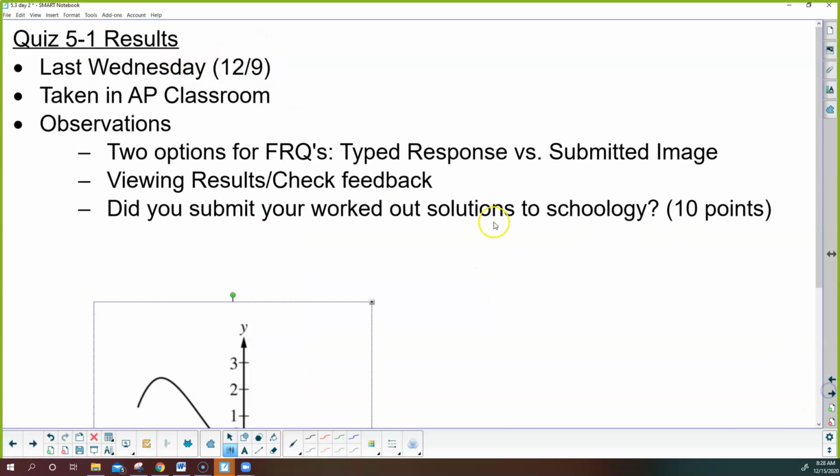Okay, we have to really talk about this last quiz on AP Classroom, and I'll share with you how I graded it and what we're going to do with it.